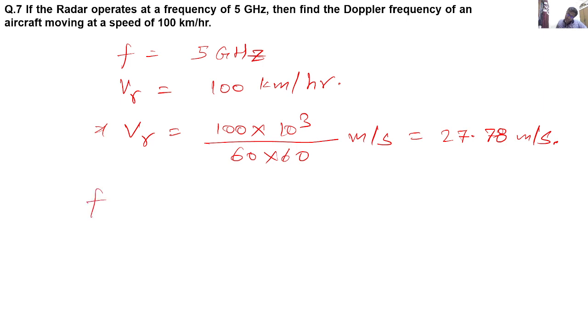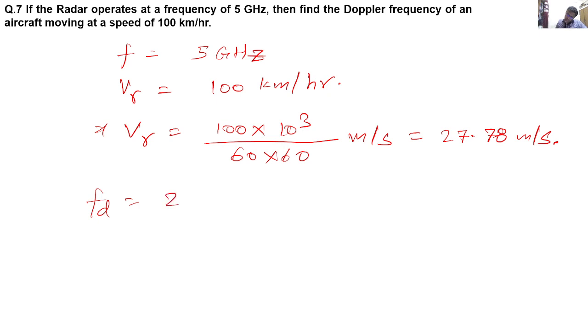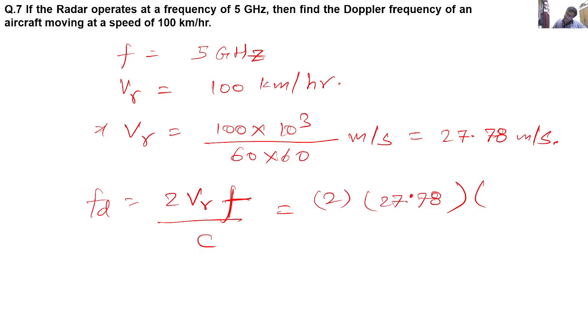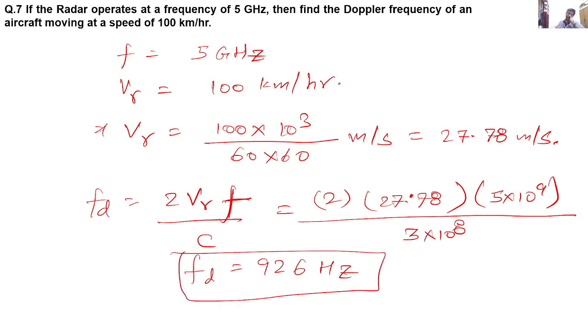Okay, fd, we just put the values in the previous equation which we derived, would be equal to 2 vr f by c. So 2 times 27.78 times f, which is 5 gigahertz, 5 into 10 power 9 hertz, divided by 3 into 10 power 8. We get fd as equal to 926 hertz. Okay. So this is the question.